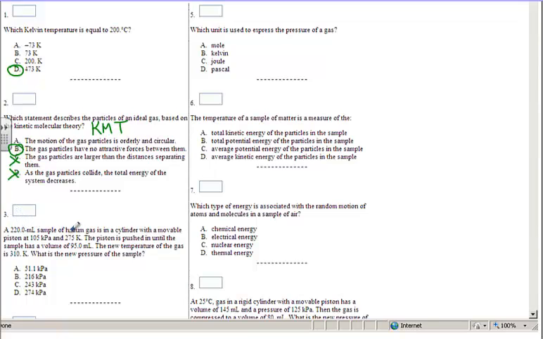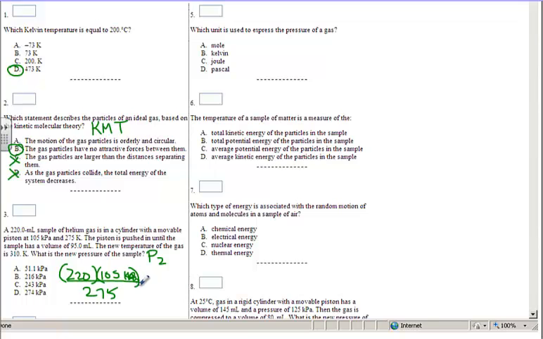Now 3 says a 220 milliliter sample of helium gas is in a cylinder with a movable piston at 105 kilopascals and 275 Kelvin. The piston is pushed in until the sample has a volume of 95 milliliters. The new temperature of the gas is 310 Kelvin. What is the new pressure? So this is actually P2, and we're using the combined gas law here. We have 220 as our first volume, V1, times our pressure, 105 kilopascals. It doesn't matter if you have milliliters or liters, because it's going to cancel out anyway.